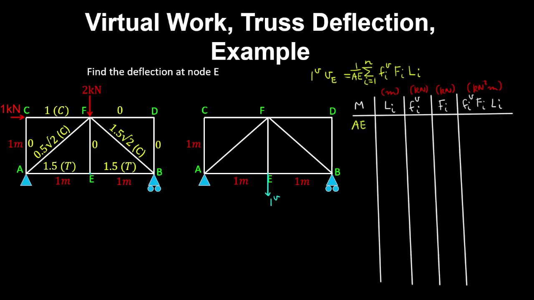So we have AE, BE, and so on. And we have the length of each member, and by geometry the diagonal members have a length of root 2. So all the members have a length of 1 except the diagonal members. And using the method of joints, I've worked out the forces in each member, which you can verify yourself. And I'll also write these in the table.